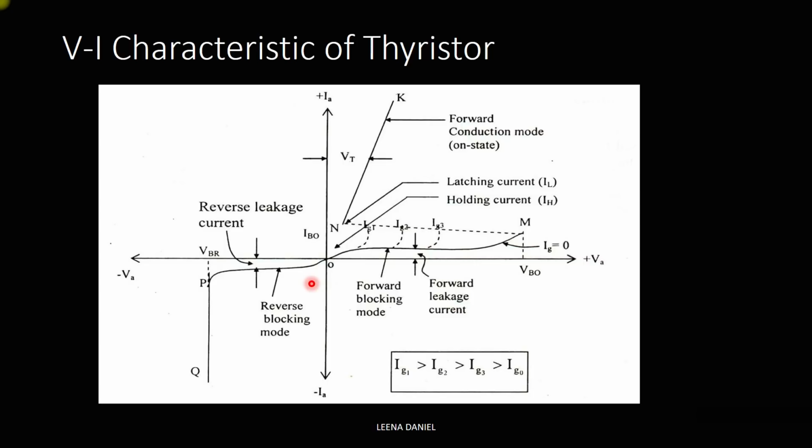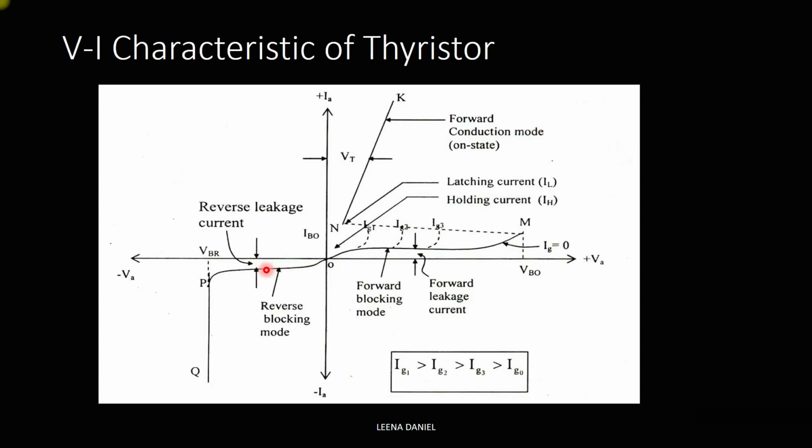So when we connect the thyristor into reverse bias and we apply the reverse voltage across the thyristor, no conduction would take place. Only a small leakage current, the reverse leakage current, which is due to the minority carriers, flows through the thyristor, but the thyristor is not in the conducting mode.